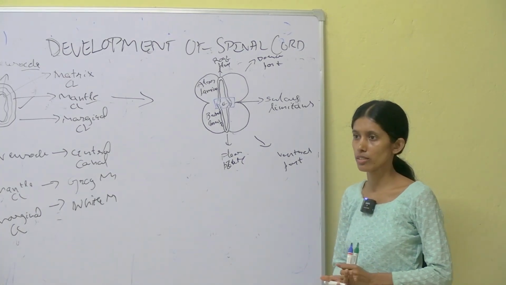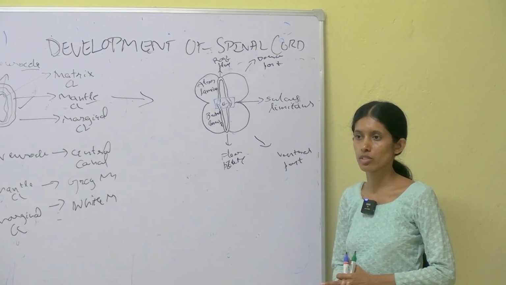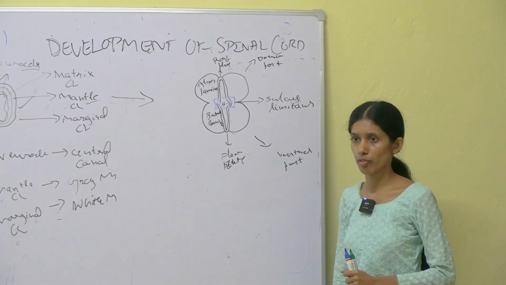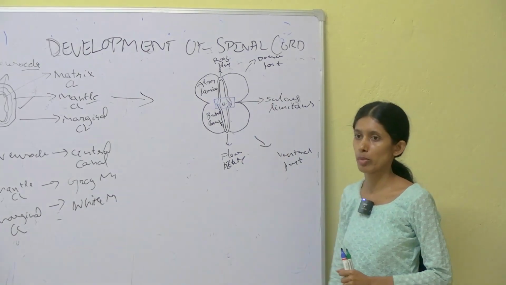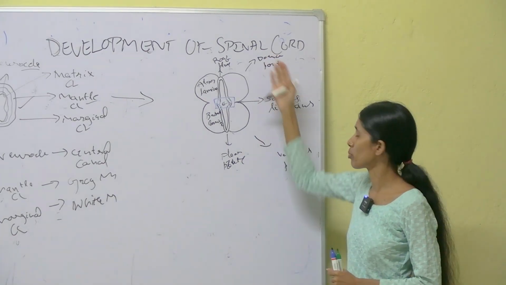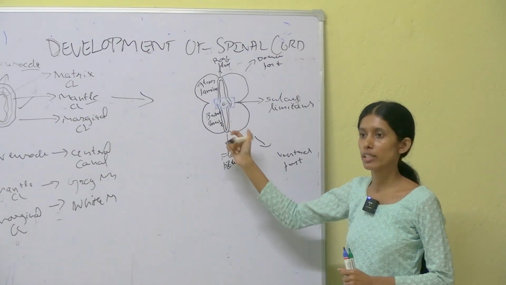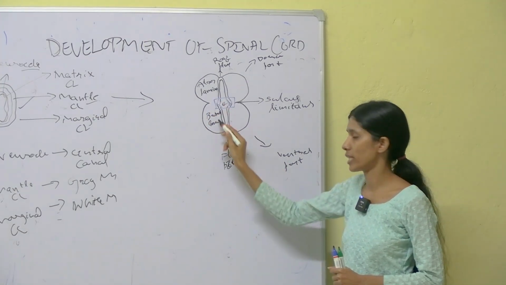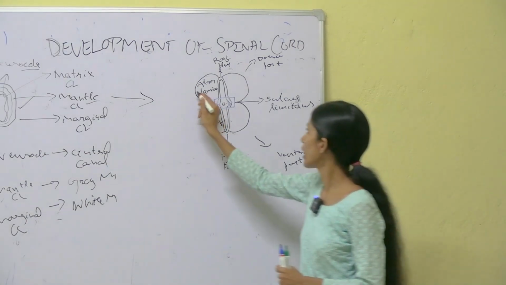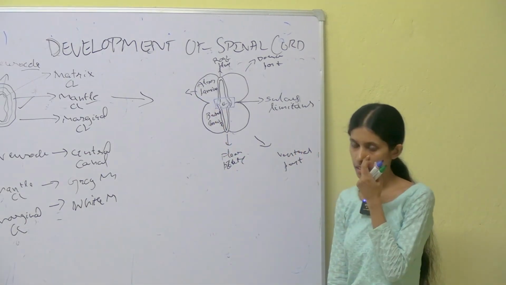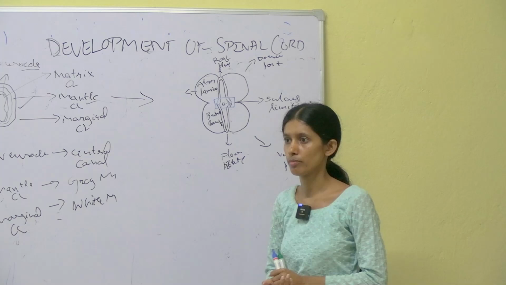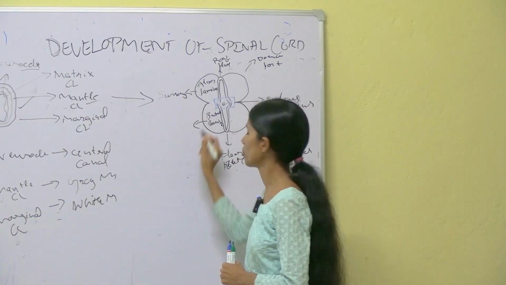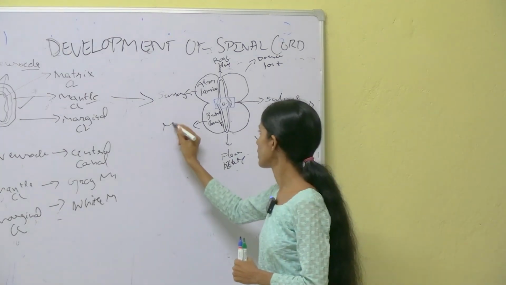Okay, any doubts in this? Keeping the sulcus limitans as the reference, we divide the lateral wall of the spinal cord into two parts, dorsal part and ventral part. The dorsal part is also known as alar lamina, and the ventral part is also referred as basal lamina. Okay, your alar lamina is sensory in function or motor in function? Sensory. Okay, this is sensory in function, and the basal lamina is motor in function.